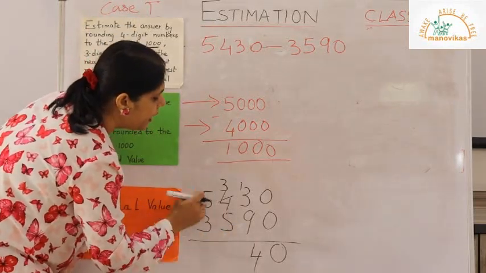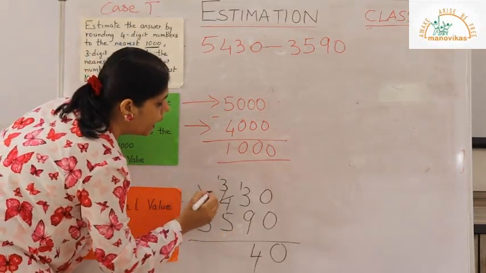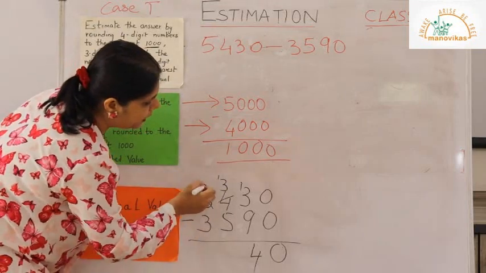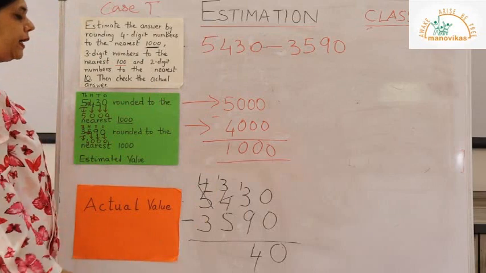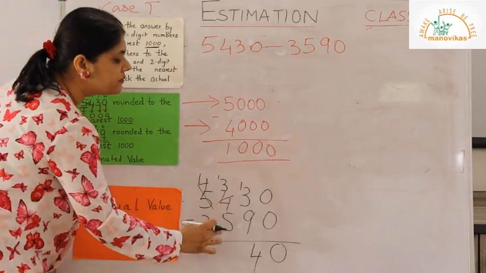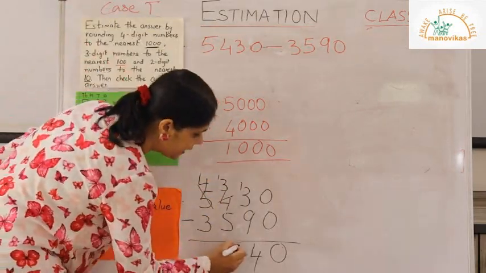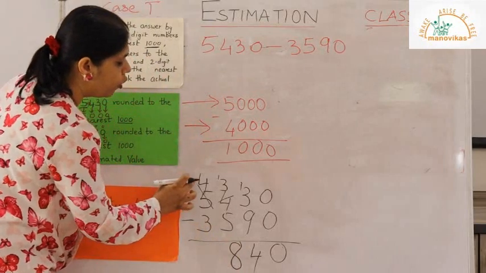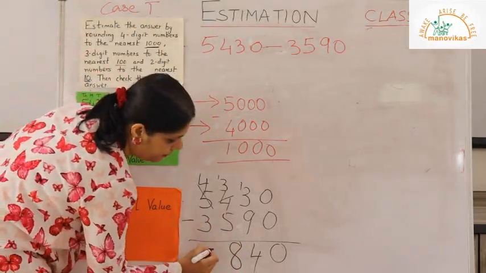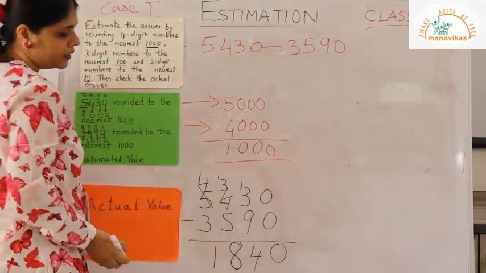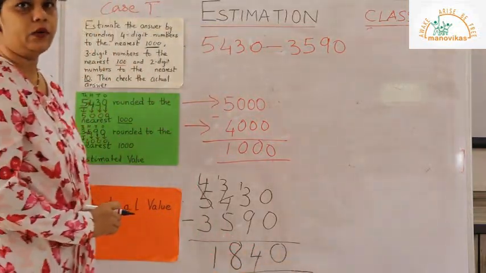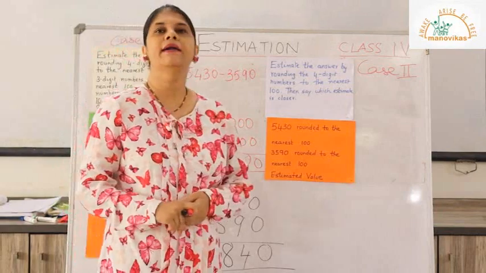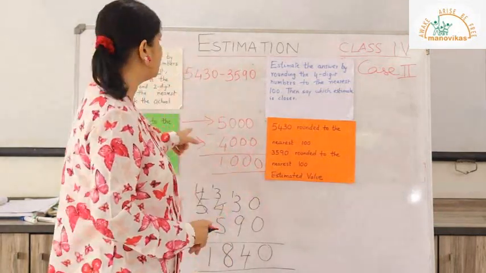So what will happen? I will borrow 1 here and it will become 13 and 5 will become 4, right? Now, 13 minus 5 is how much? It is 8, right? Now, 4 minus 3 is how much? 1. Correct? So the actual value is 1840.